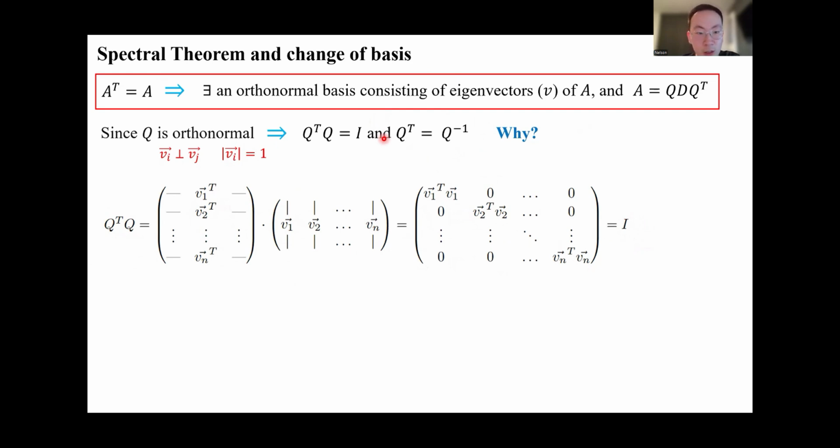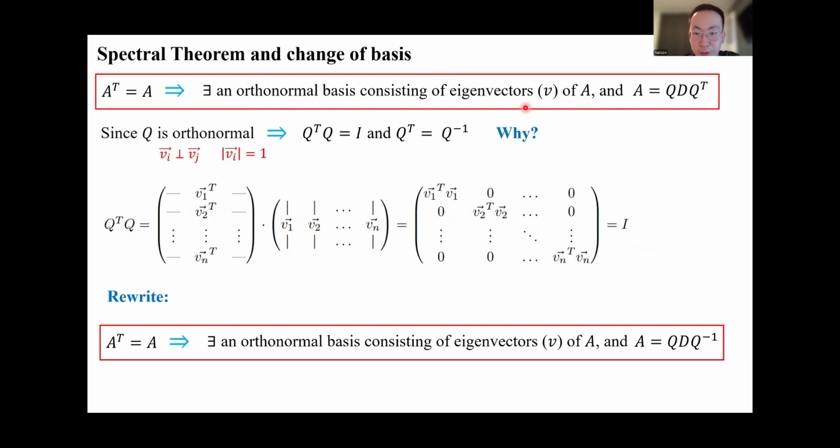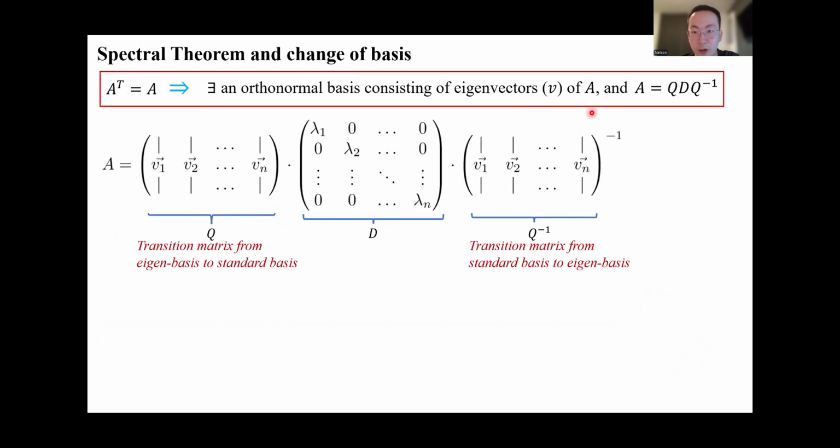And thanks to this, we can rewrite this spectral theorem in this way. The front part is the same. The only difference is this. We can decompose A in this way: Q times D times the inverse of Q. This is associated with our change of basis techniques. Here I also copy the vectors and I read out this decomposition in matrix form. You will immediately notice that Q is actually the transition matrix from the eigenbasis to the standard basis.